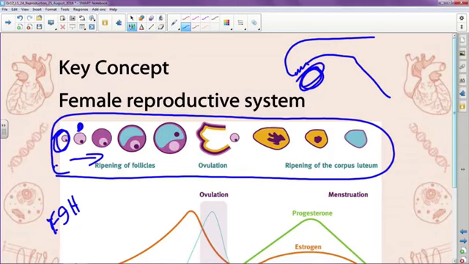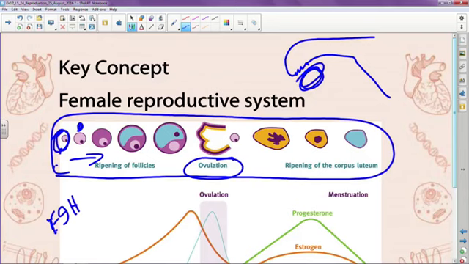Right, so FSH, we make a follicle, okay? That follicle is called the Graafian follicle. As it gets bigger, it produces more and more and more estrogen, okay? The minute there's a lot of estrogen, too much estrogen, then the body knows, okay, it's time for this thing called ovulation to happen.